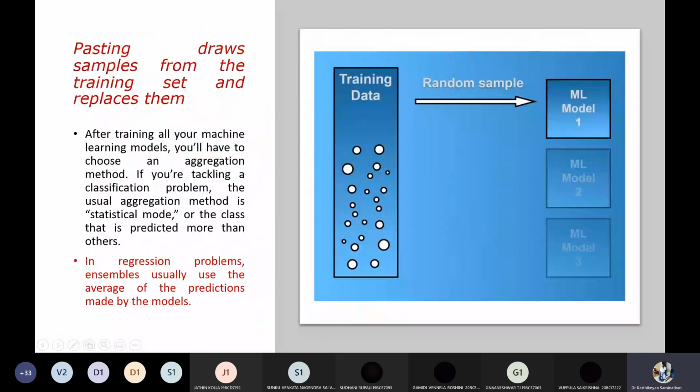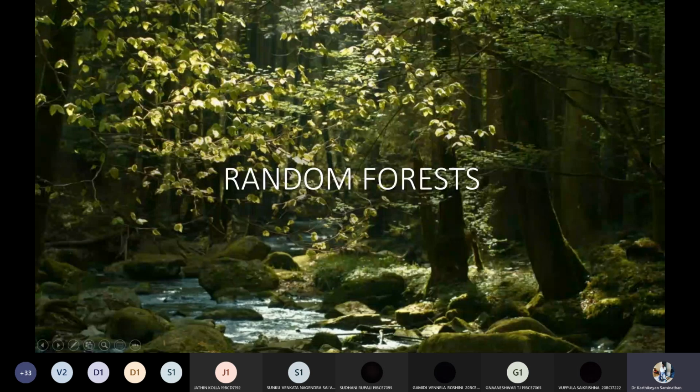Not in the upcoming slide. Okay. So there are two techniques of ensemble models. One is bagging or boosting. Another one is random forest.